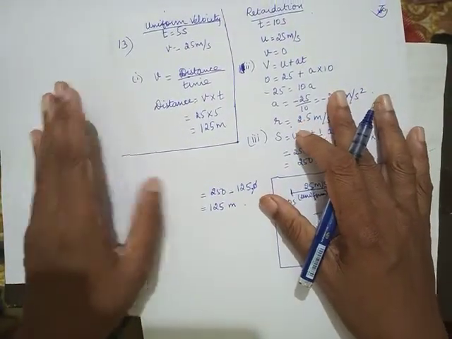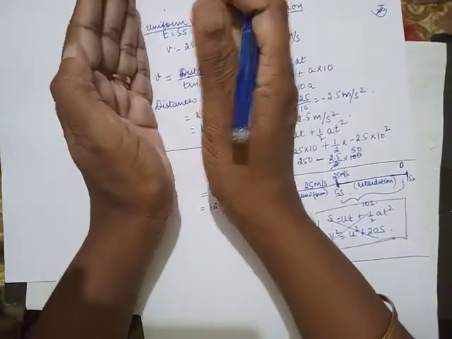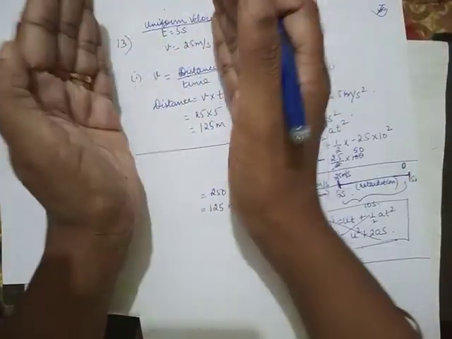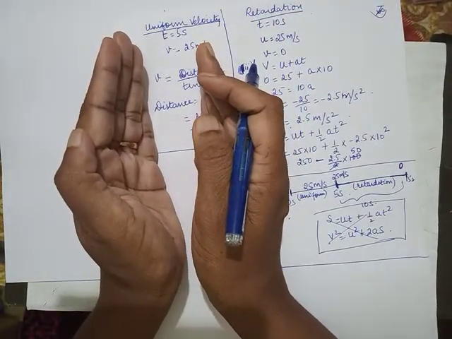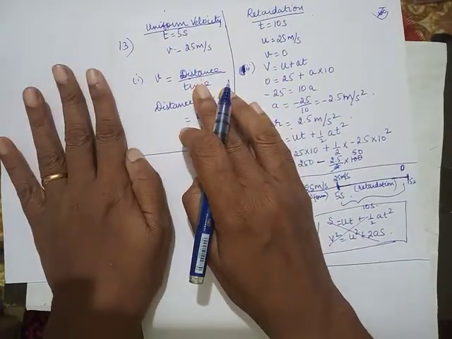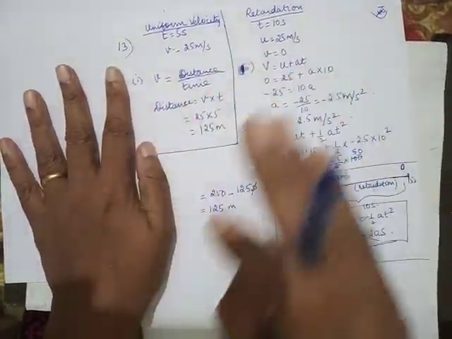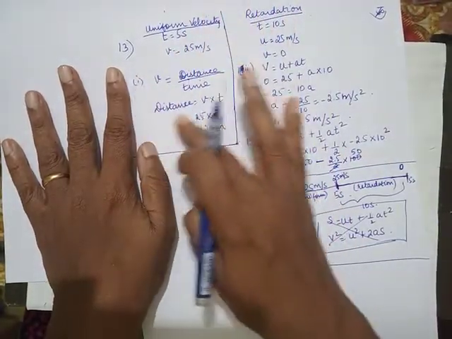Hope you have understood, children. So in the same numerical, you have two kinds of motion. First is uniform velocity, second is retardation. So you will have different formulas. Here you'll use the simple formula for velocity is equal to distance upon time. No need to use equations of motion because there is no initial velocity, final velocity. There is just one velocity. So you can use this direct formula.